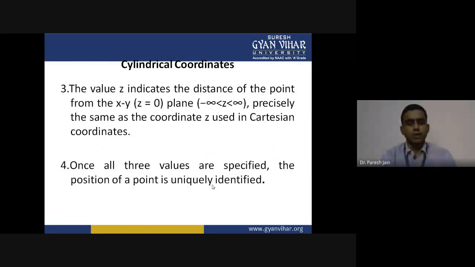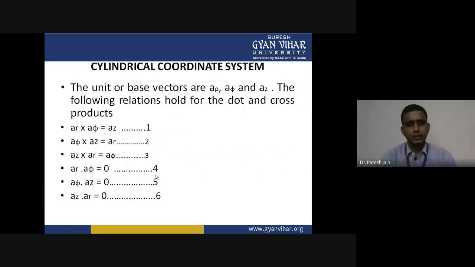Once all three values are specified, the position of a point is uniquely identified. The unit or base vectors are a rho, a phi, a z. The following relations hold for the dot and the cross products.